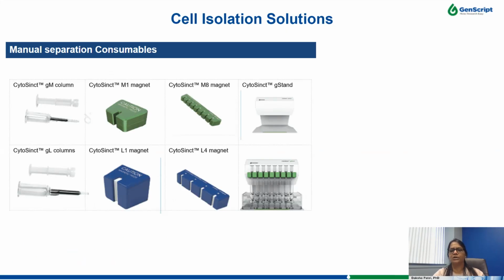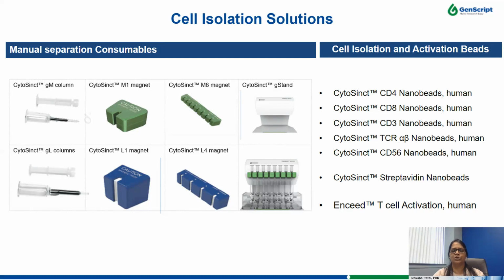And cytosine manual separation systems allow a flexible and convenient option for large to small scale separation. So this one is used for research work purposes. And we are providing different cell isolation ready-to-use reagents. They are available in RUO grade as well as GMP grade, including CD4, CD8, CD3, and NK cell isolation, as well as TCR alpha beta nanobeads. We are also providing the streptavidin beads along with the biotinylated antibody and T cell activation reagents.